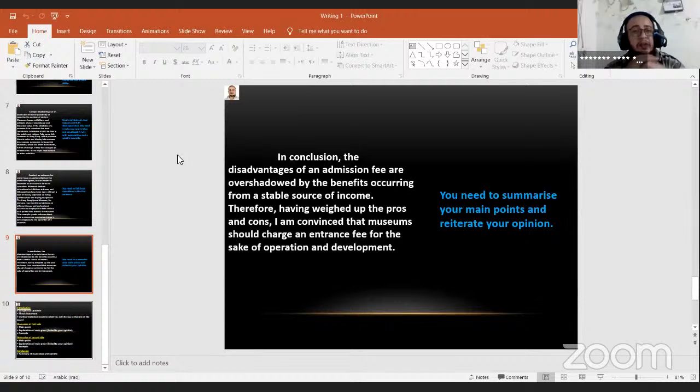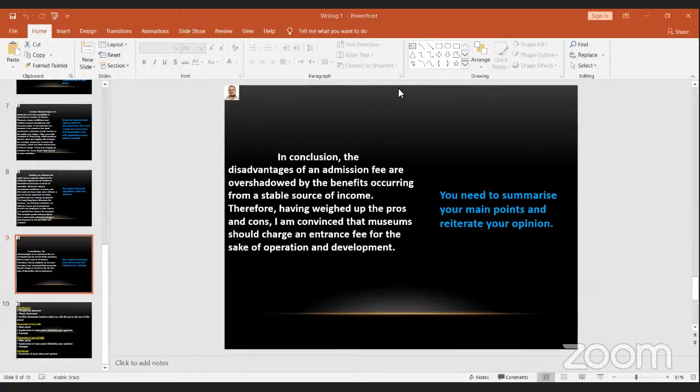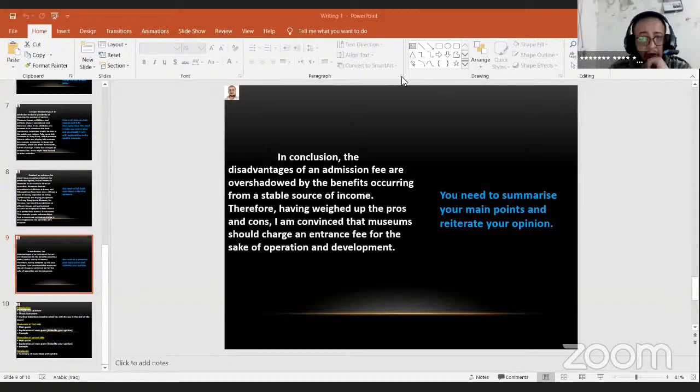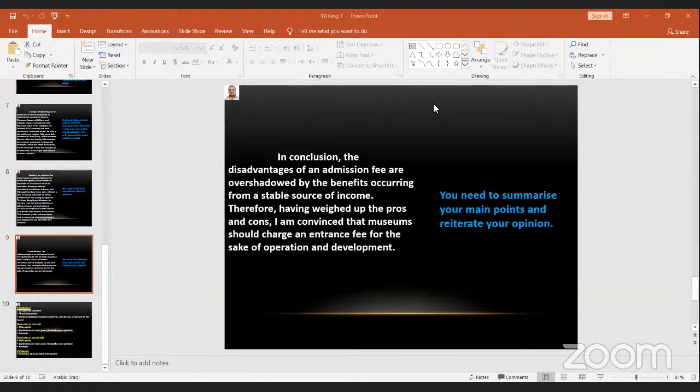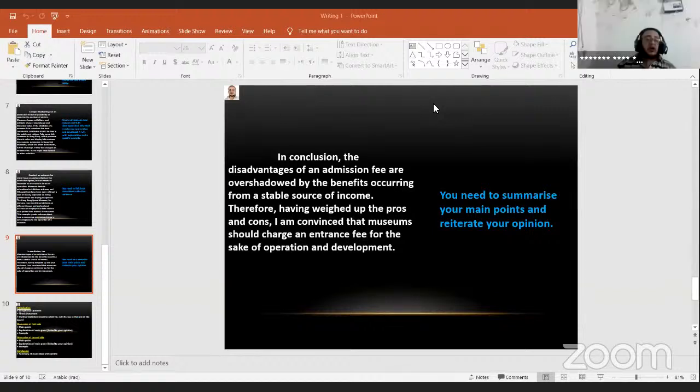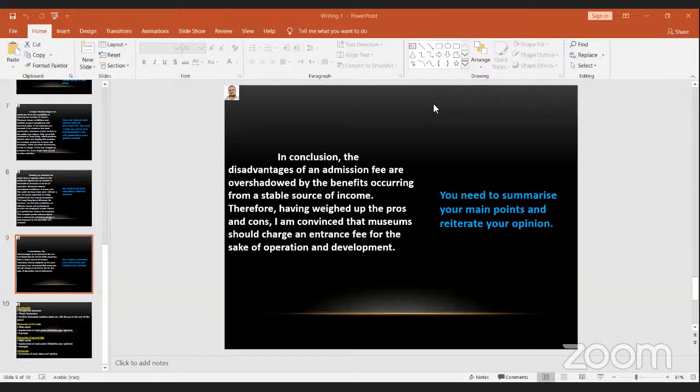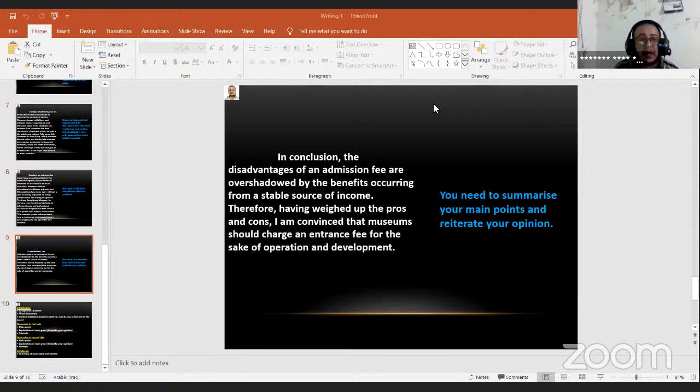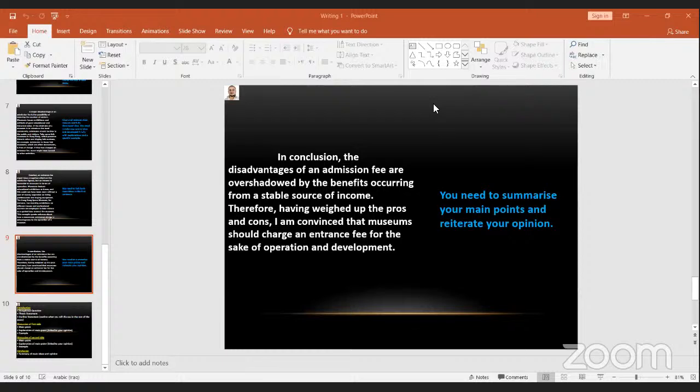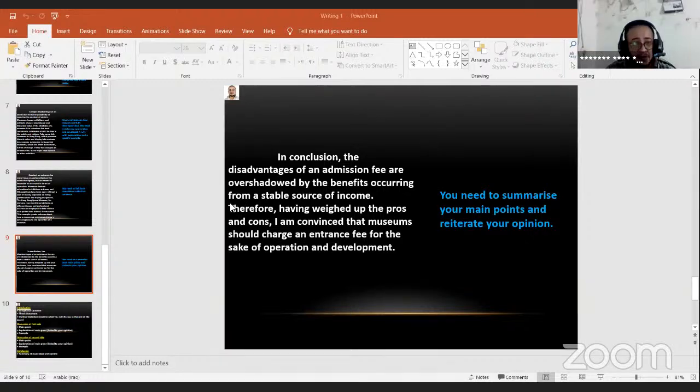Now we come to the conclusion. The first thing we did here, we wrote in conclusion. Then after in conclusion, you need to repeat your opinion. The disadvantages of an admission fee are overshadowed by the benefits of paying from a stable source of income. That is your opinion which you have written, but in other words, we said to paraphrase it. After that, we have a nice expression here.